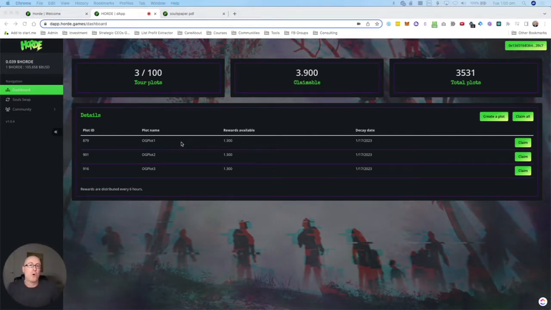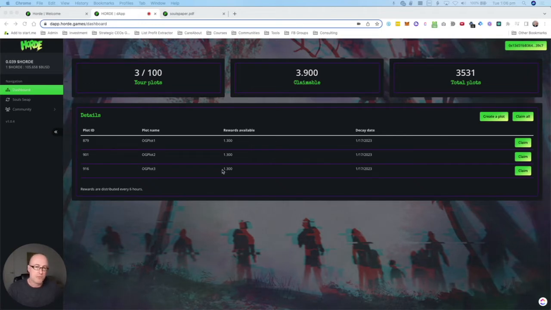Each plot produces 0.1 HORDE per day. And that's paid every 6 hours. So you can see here, each of these plots I put in about 13 days ago, and I haven't claimed anything yet. I've got 1.3 rewards or HORDE available for each of those plots, for 3.9 in total.